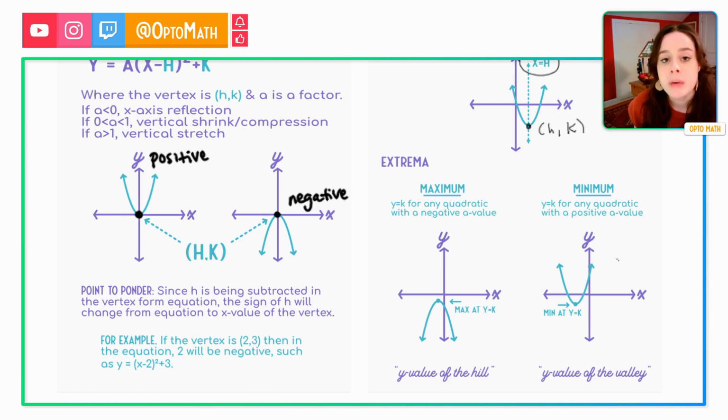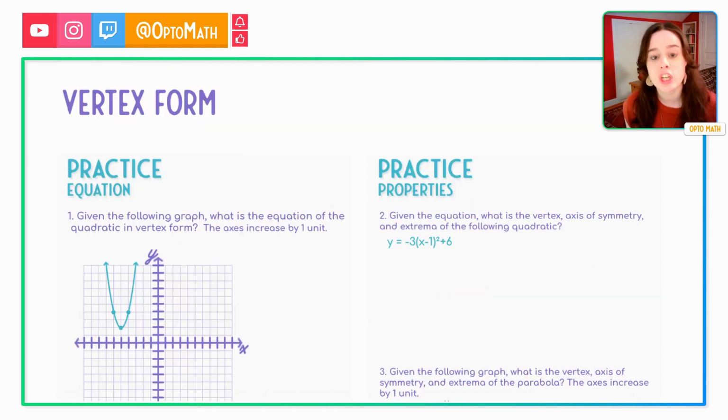So looking at your minimum, it's going to be a positive a value that lets you have a minimum. So a quick way to remember this is to say the y value of the hill for maximum or the y value of the valley for minimum. That might help you remember. Let's look at some practice.